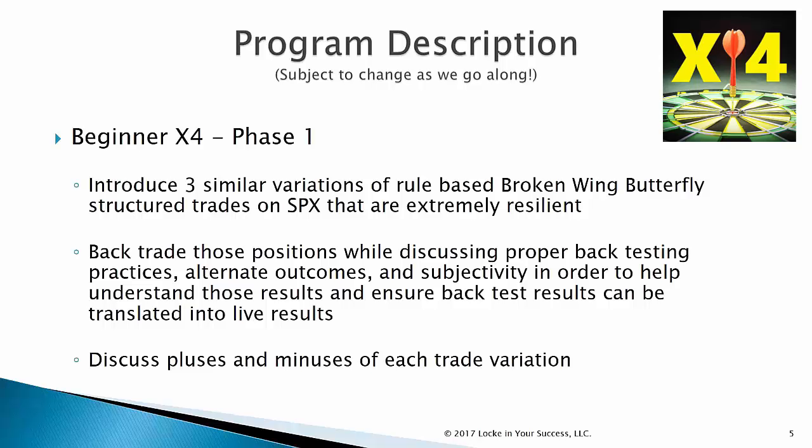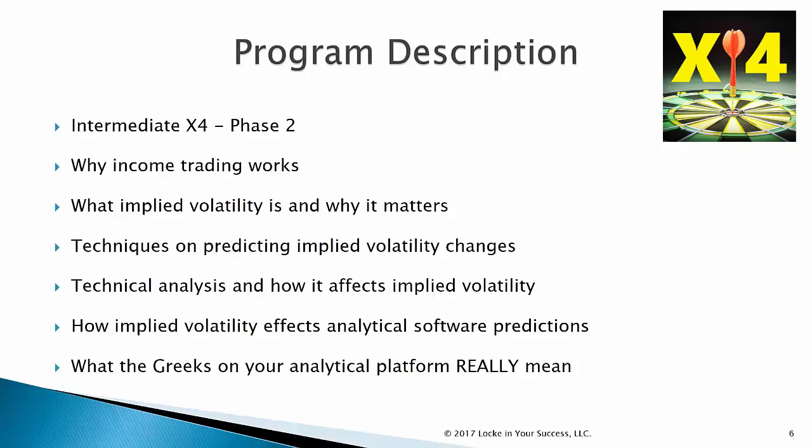We're also going to talk about subjectivity, and we want to do that for the purpose of understanding the results of your back testing and ensuring that your back test results can be actually translated into live results. And after we've done this, we'll discuss the pluses and minuses of each variation, when one might perform better than the other, and why. From there, I want to get into implied volatility.